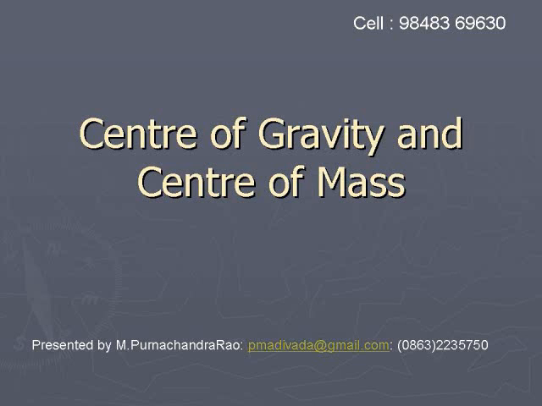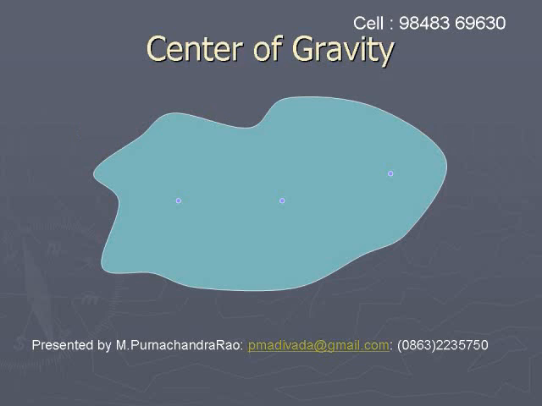Center of gravity. To understand center of gravity, take an irregular body and imagine the body as though it is composed of several particles, like the particles of mass m1, m2, m3, etc. And the total mass of the body is, say, capital M.